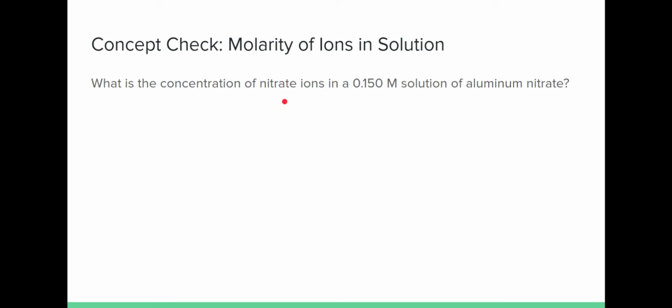Before we begin our discussion on dilution, I'd like to spend some time here with a quick concept check on the molarity of specific ions in solution. We can see that we have an ionic compound, aluminum nitrate, and we know its concentration is 0.150 molar. I'd like you to pause the video to see if you can determine the concentration of specifically nitrate ions that will result from this ionic compound. I'll give you a moment to pause the video and we'll go over the solution momentarily.